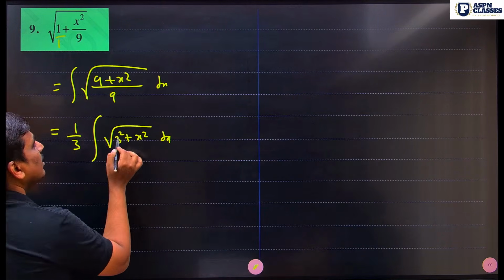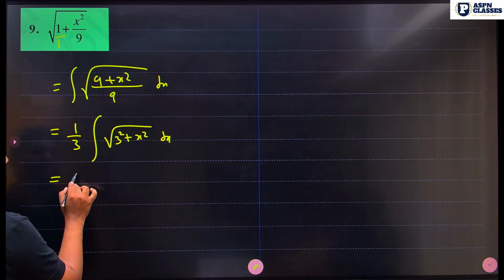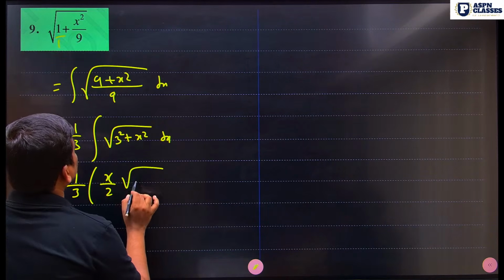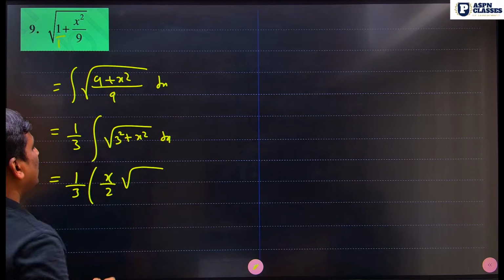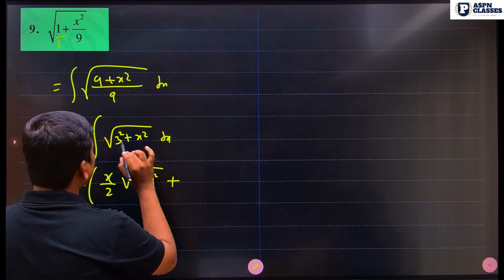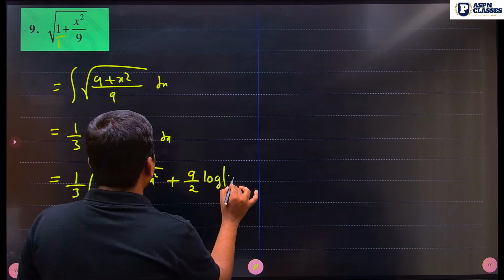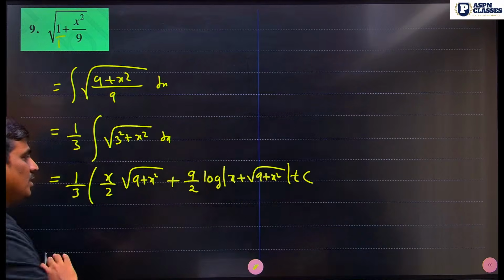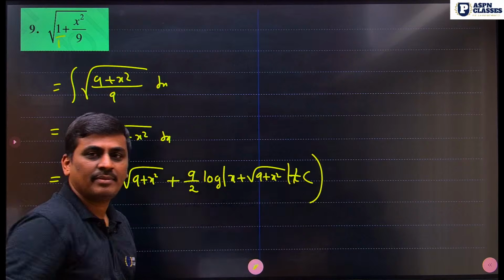Okay. Then apply a square plus x square. It means there is a second formula, x square plus a square. So what is the answer? X divided by 2. Here it is a question. You don't write that part because you already took it outside. Now this is your part: 9 plus x square. Then plus a square result divided by 2 log of mod of x plus square root of 9 plus x square plus c. If you require, you also multiply that entire part by 1 by 3.